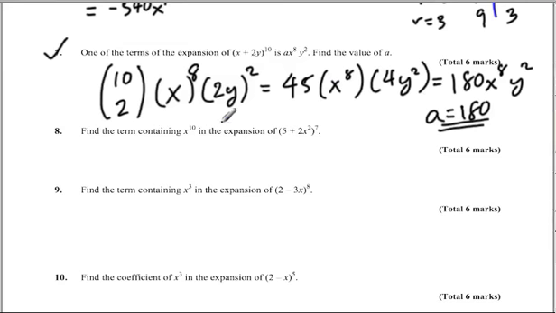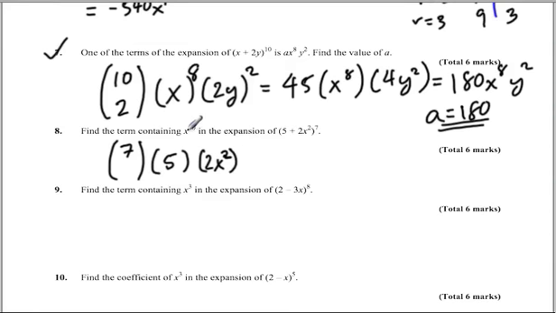All right, number 8. Find the term containing x to the power of 10 in the expansion of 5 plus 2x squared to the power of 7. Okay, it's the same deal as always. There's really nothing very different for all these questions. It's pretty much similar in almost any case. So in this case, this power is going to be 7. The first term will be 5, right? And the second term will be 2x squared.